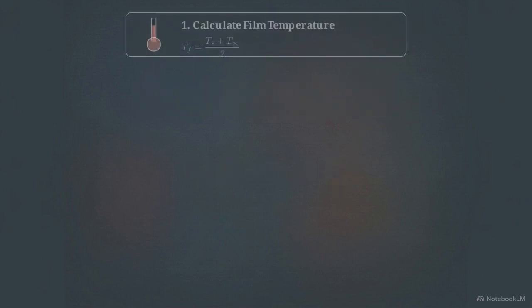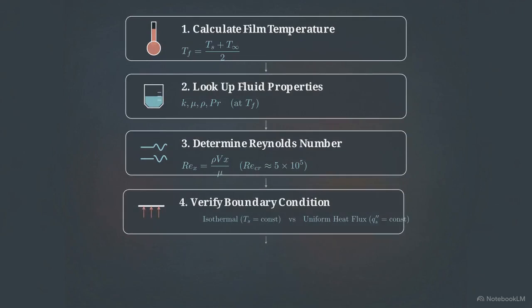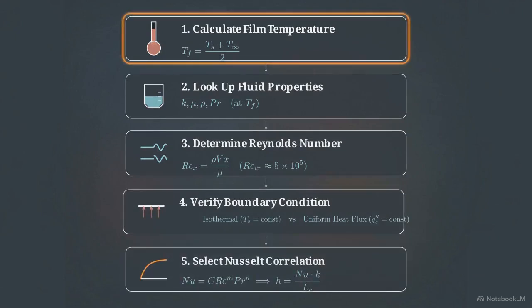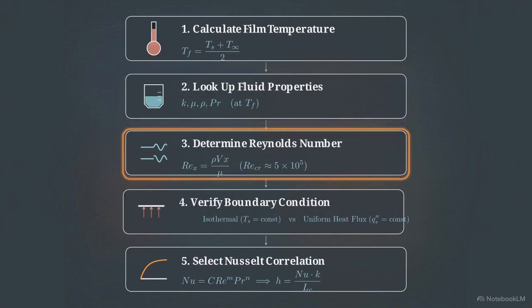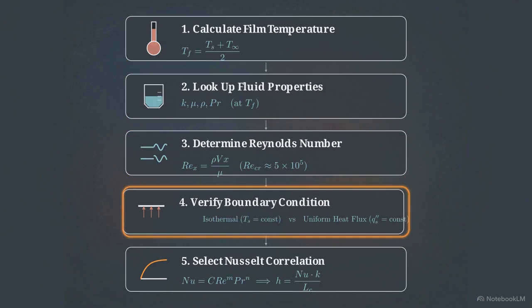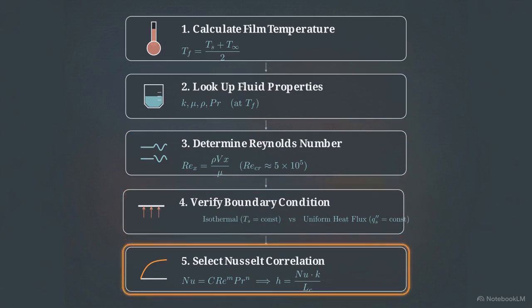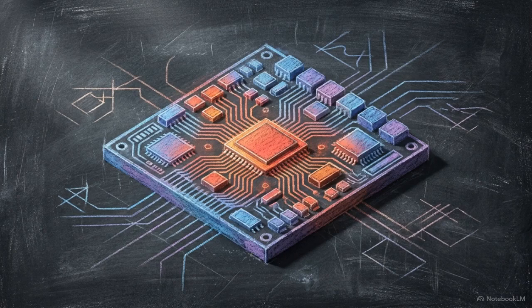Pulling it all together, every flat plate convection problem follows a strict 5-step sequence. Calculate the film temperature, look up your fluid properties, determine the Reynolds number to check for turbulence, verify your boundary condition, and finally, select the matching Nusselt correlation. Following this systematic sequence, you move from raw environmental data to precise, solvable thermal management calculations.